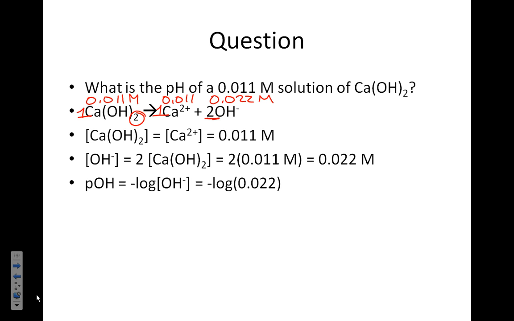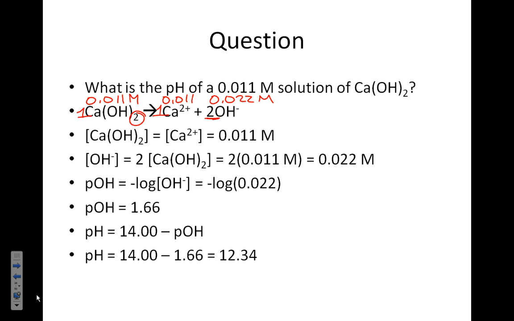I know that I have the hydroxide ion concentration. I know that I'm looking for pH. One of the ways that I can do that is get the pOH and then subtract from 14. So I'm going to take the negative log of the OH minus concentration, the negative log of the 0.022 molar, and get a pOH value of 1.66. That's not my answer because that's pOH, but I'm pretty darn close because all I need to do now is subtract, because pH plus pOH is equal to 14, and I can get a pH value now of 12.34.